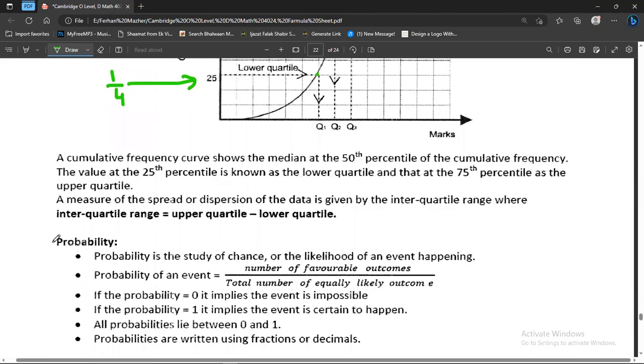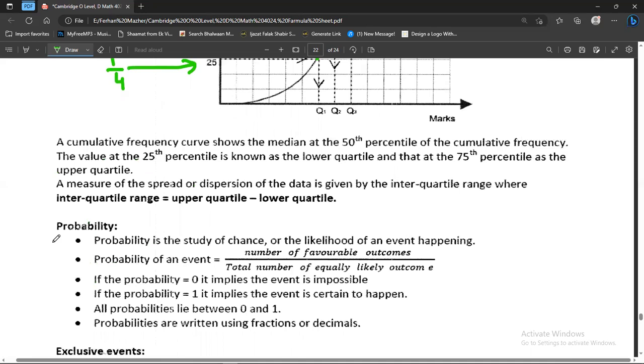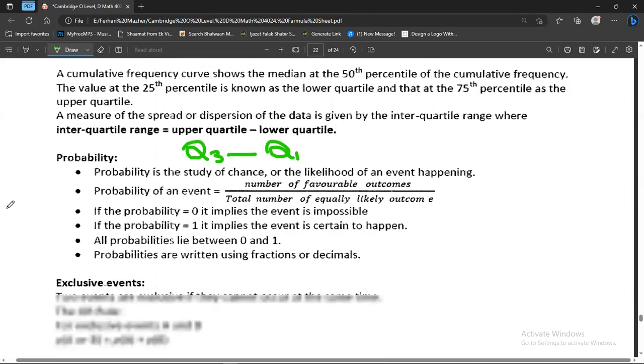A measure of the spread or dispersion of the data is given by the interquartile range, where the interquartile range is the upper quartile, which we call Q3, minus Q1. So that is called the interquartile range.